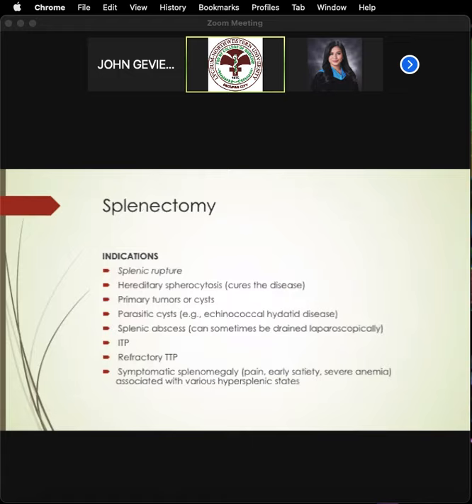So, indications for splenectomy: first, trauma, splenic rupture. Then you have hereditary spherocytosis, primary tumors, parasitic cyst, splenic abscess, ITP, refractory TTP, symptomatic splenomegaly. So, what are the common conditions associated with ruptured spleen? Not only trauma, you could also have infections like mononucleosis, malaria, and also splenic abscess.